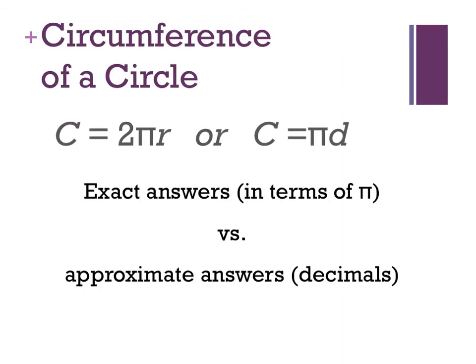Just kidding. Next up here is the formula for the circumference of a circle. It's either C equals 2 pi r or circumference equals pi times diameter. And the reason that that's true is 2r is diameter. So either of those are the same thing, right? You could take 2 times the radius, which is the same thing as the diameter.